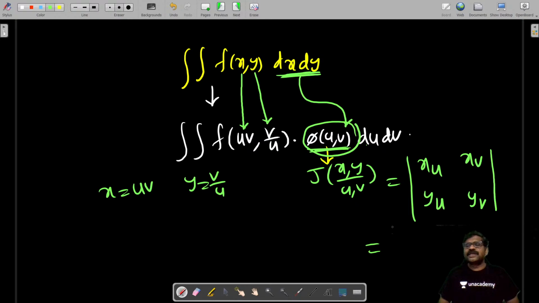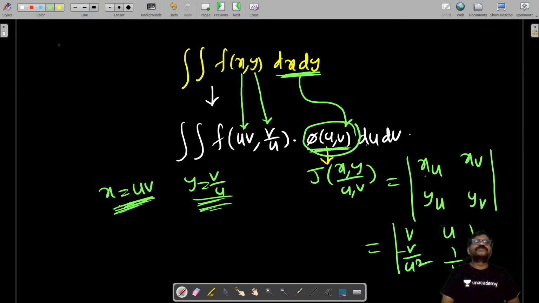That is given by differentiating x with respect to u, which is v; differentiating x with respect to v, which is u; y with respect to u, minus v by u square; y with respect to v, 1 by u.